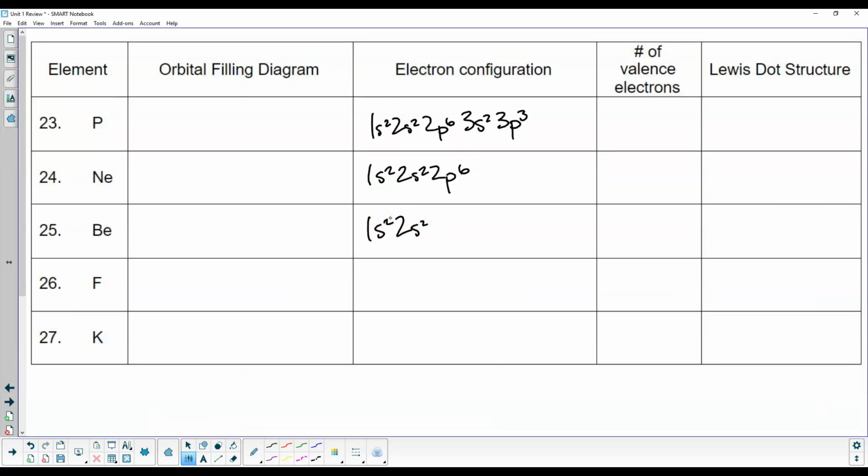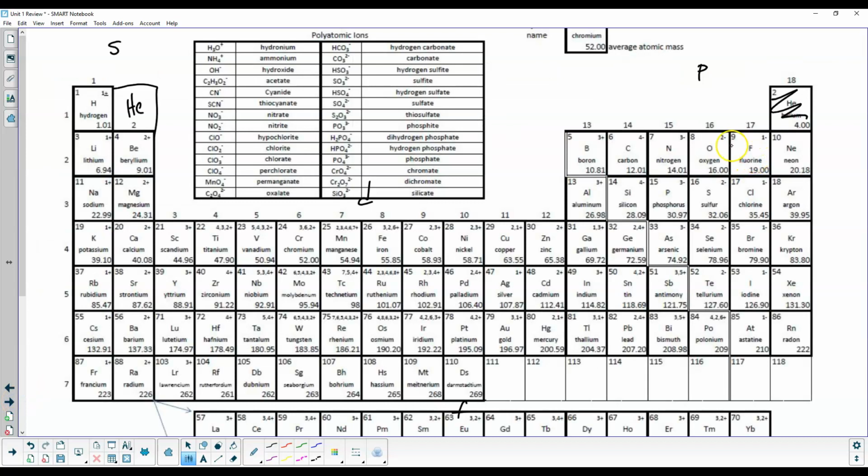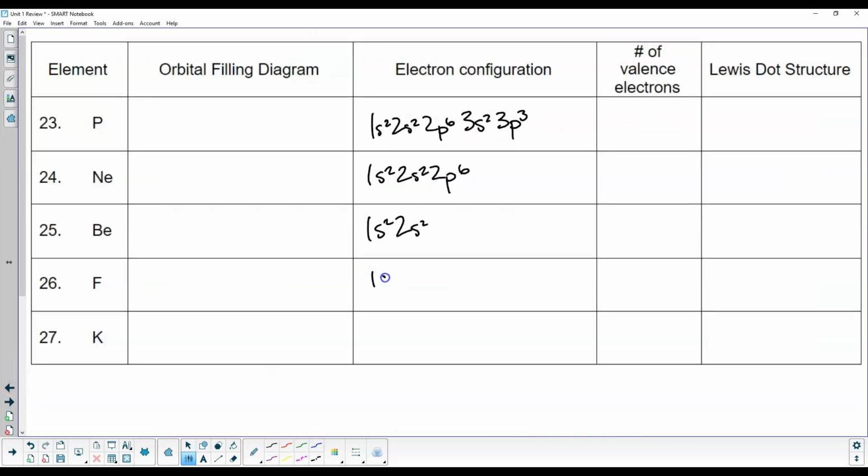Okay, fluorine. Fluorine's right here, so we're going to go 1s2, 2s2, 2p, and it's the fifth one. 1s2, 2s2, 2p, and this is 5.